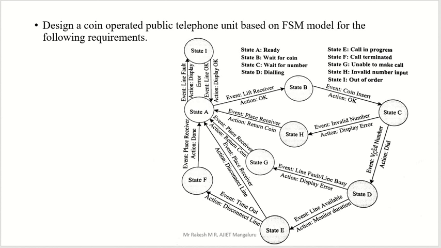Now this is one manner. If that is a valid number, it goes to the dialing stage, because the system will dial that. Now it starts dialing, right? So what is the next state we have? State E, call in progress. How does it reach call in progress? Dialing. Now if the line is available, then only it goes to call in progress.